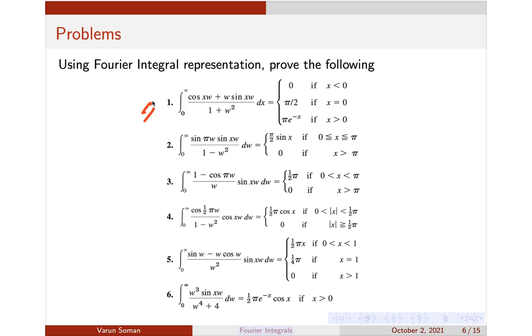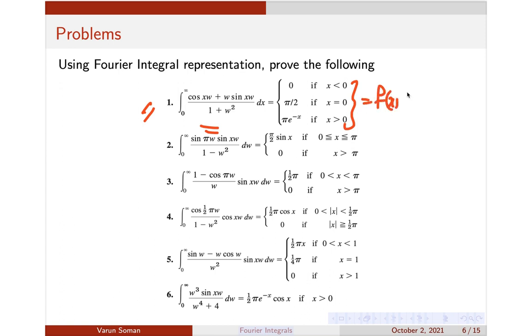Suppose you are being asked to show, using Fourier integral representation, that you have to prove this quantity. So let's try to do this. You can see that these are all Fourier integral representations. So let me take this question. In order to use the Fourier integral representation, I need an f of x. They have not given you f of x, so I'll assume that this is my f of x. I'll take this as equal to my f of x.